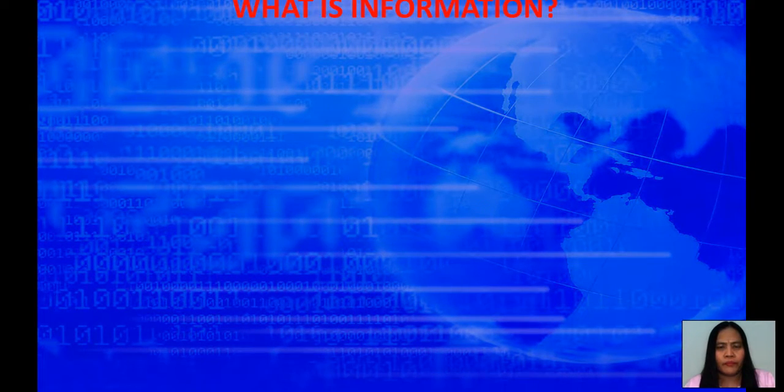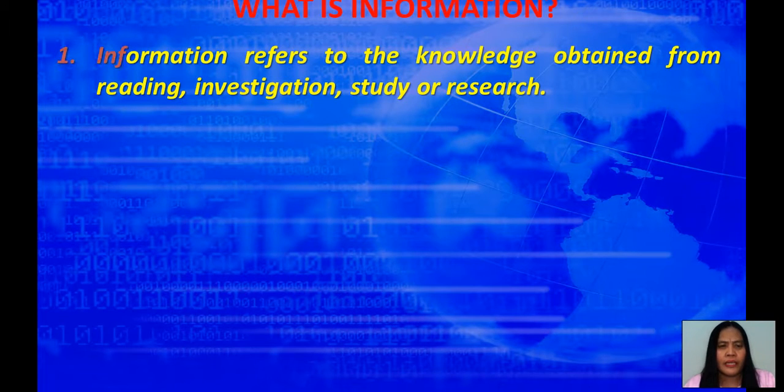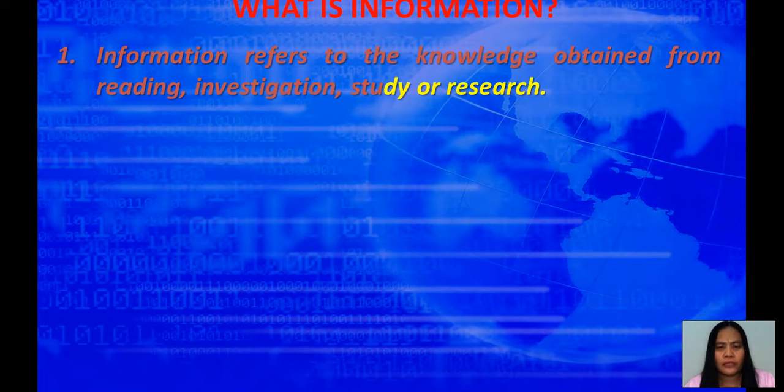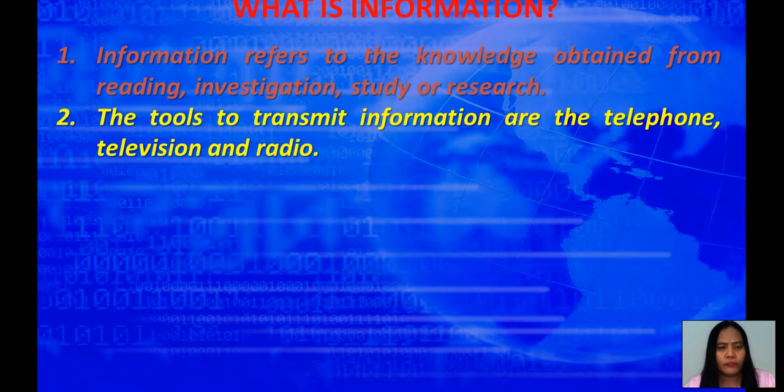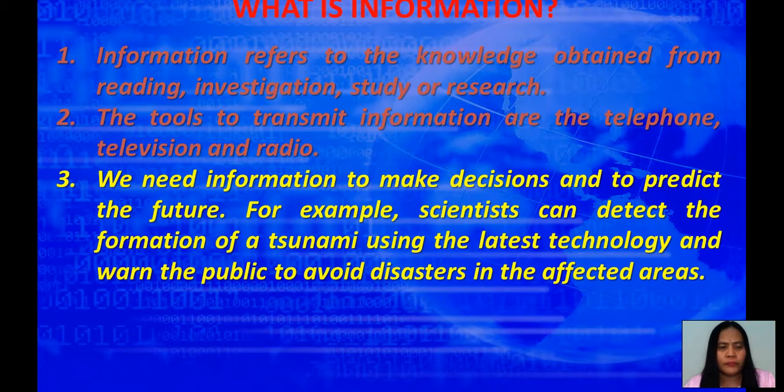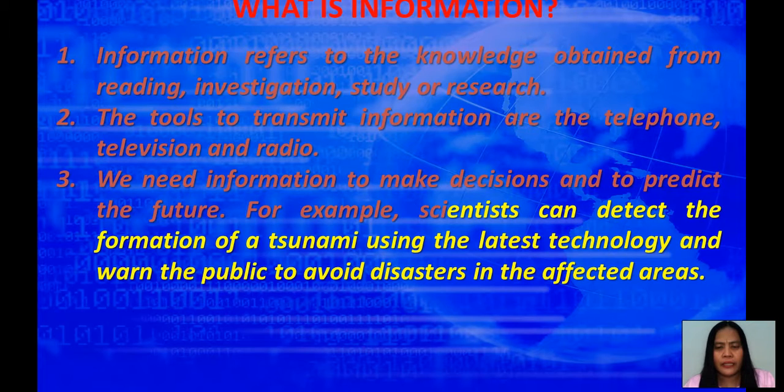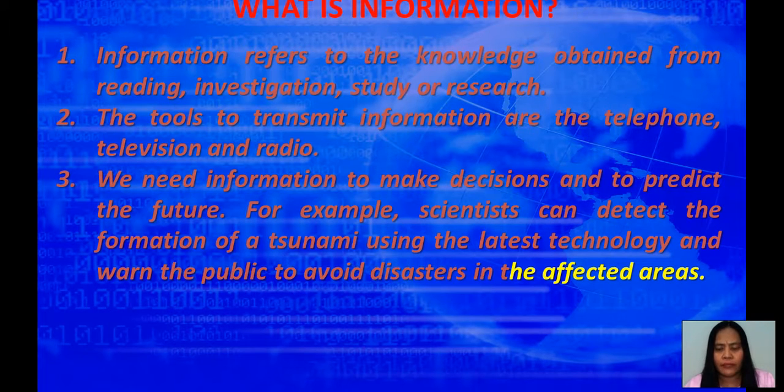What is information? Information refers to the knowledge obtained from reading, investigation, study, or research. 2. The tools to transmit information are the telephone, television, and radio. 3. We need information to make decisions and to predict the future. For example, scientists can detect the formation of a tsunami using the latest technology and warn the public to avoid disasters in affected areas.